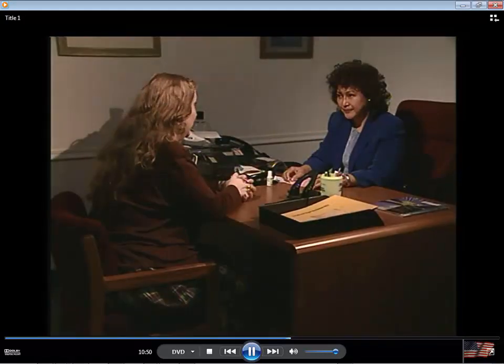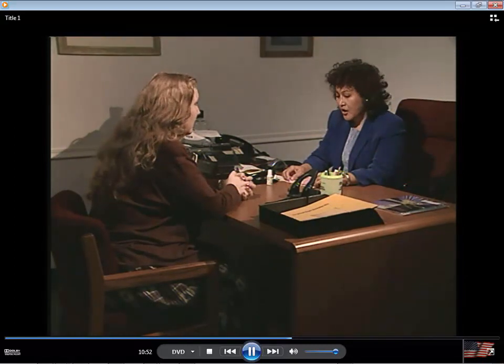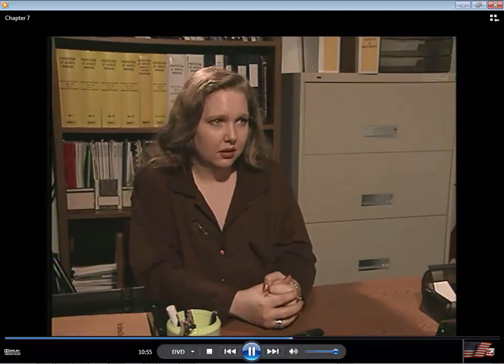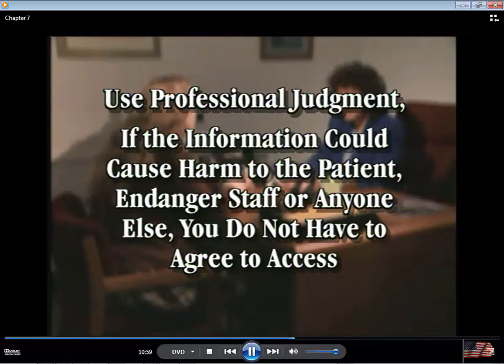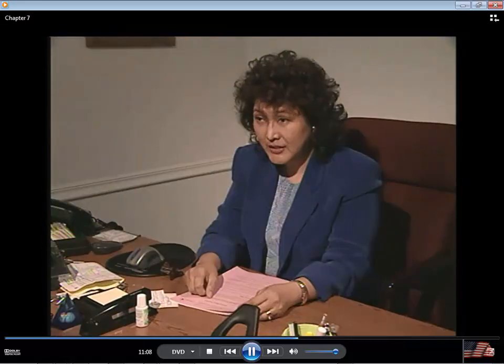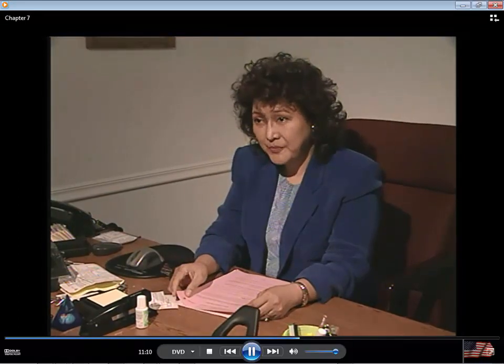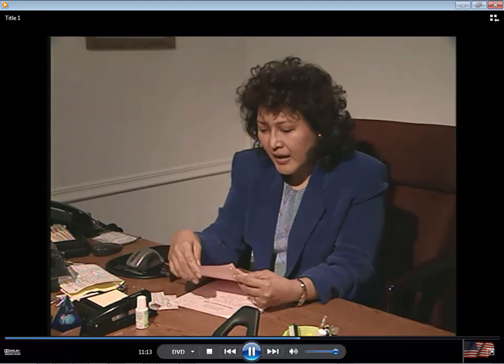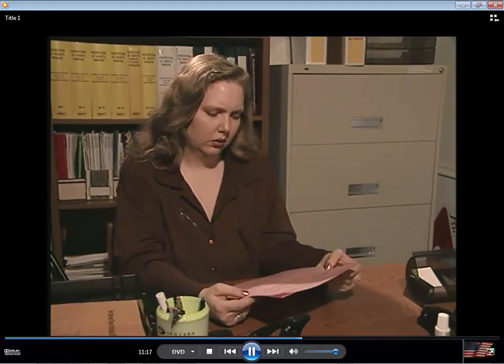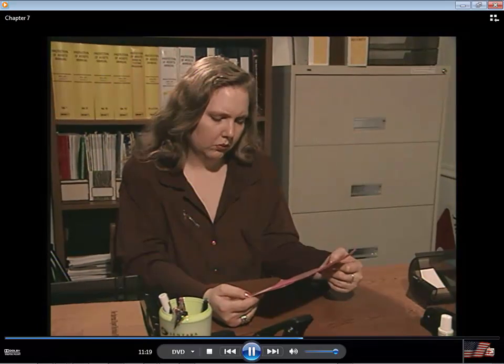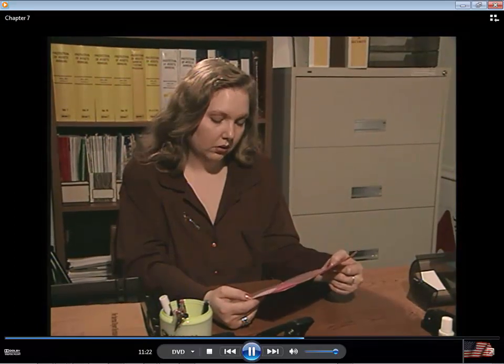Patients are not permitted to access psychotherapy notes from their private counseling sessions, or information compiled for use in litigation. Use your professional judgment. If you believe the information could cause harm to the patient or endanger staff or anyone else, you do not have to agree. If access to PHI is denied, you are required to give the patient a written explanation of the reason and a description of how the patient can complain to your facility's privacy officer or directly to the Department of Health and Human Services, HHS.